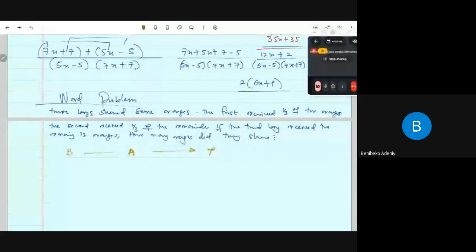They shared the oranges. The first received 1/3 of the oranges. The first boy received 1/3. So Beko received 1/3 of the orange. Right? Are we good? So if this guy received 1/3, what is remaining?